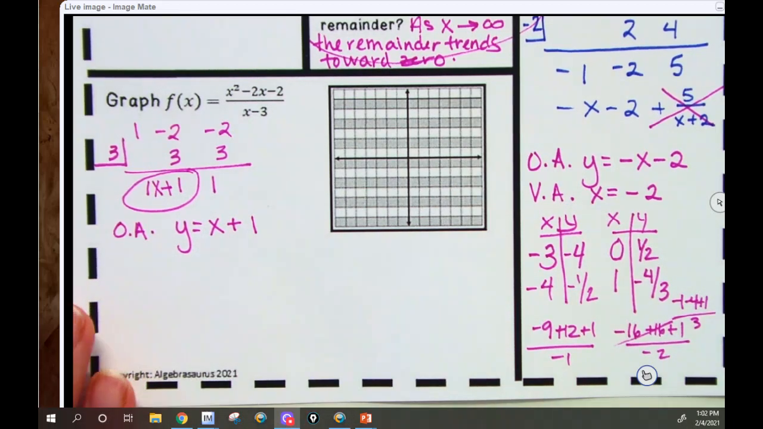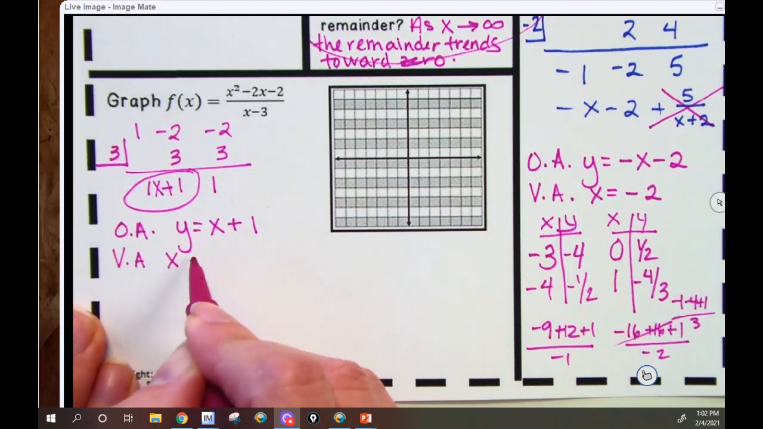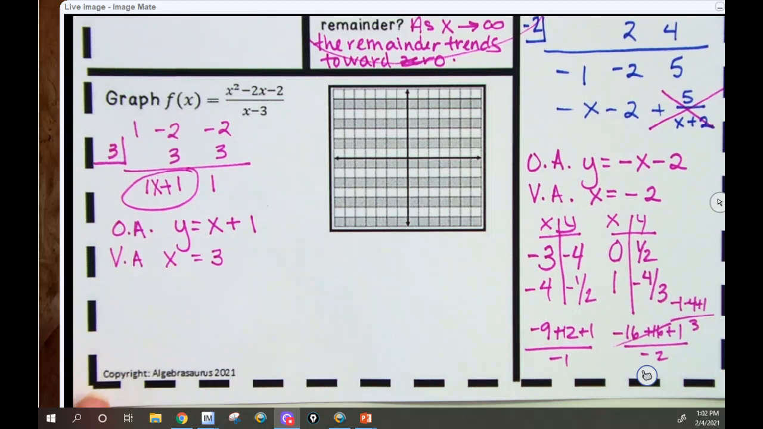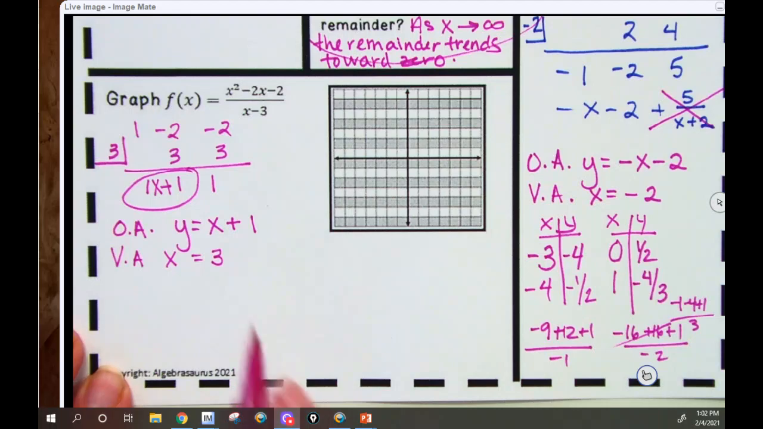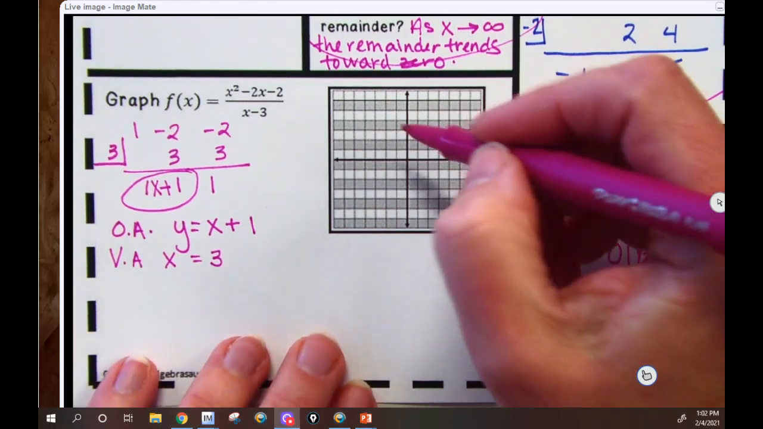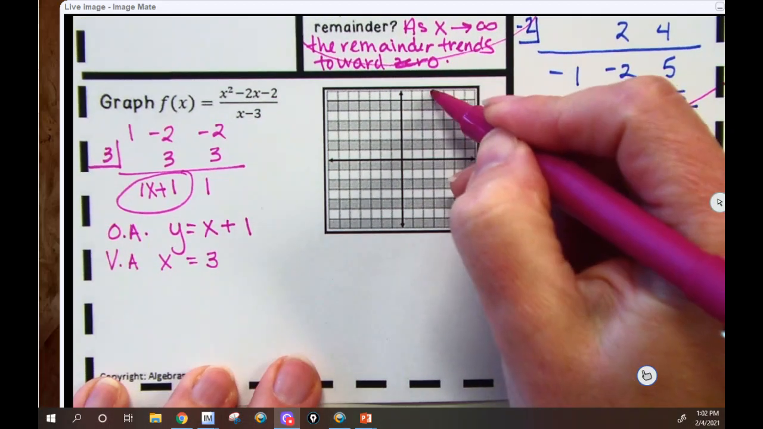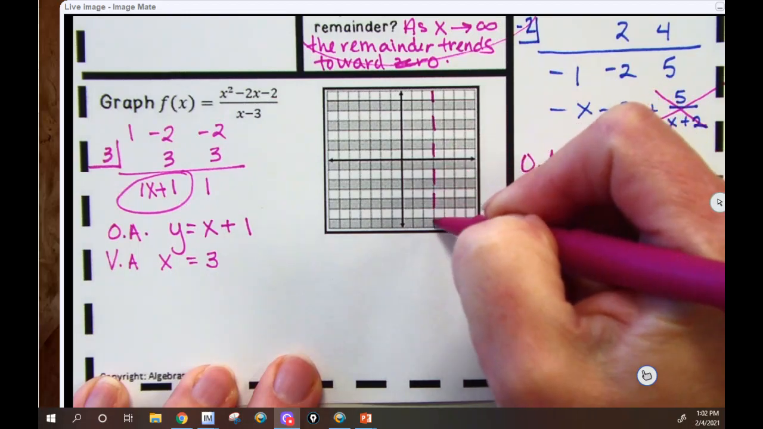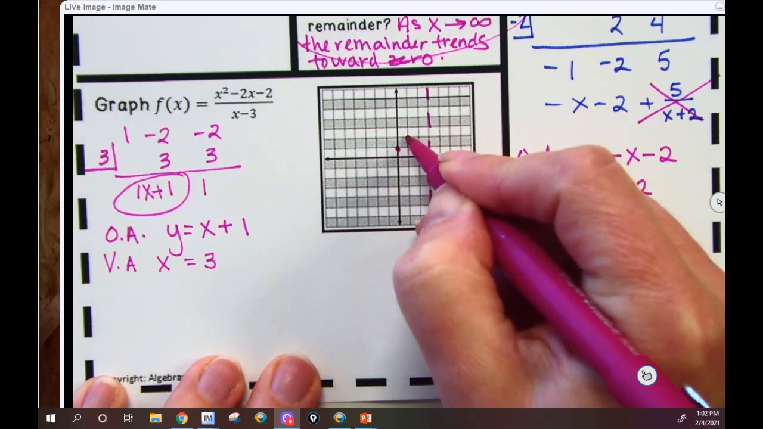So I have an oblique asymptote at y equals x plus 1. Am I going at an okay pace? Slower? Where is your vertical asymptote? Positive 3. Okay, at x is 3. We know we don't have a horizontal asymptote because we just calculated an oblique asymptote. So let's graph those. There's my x equals 3. And the oblique up 1.